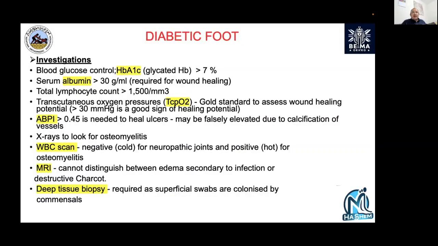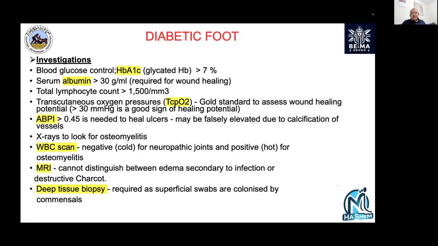The ankle brachial pressure index is very, very important because it is one of the earliest signs showing that this patient has a vasculopathy and poor blood supply to the lower limb. If your ankle brachial pressure index is below 0.45, this means that the vascularity to the lower limb is weak or insufficient. And with vascular insufficiency, you don't wait for an ulcer to heal. So you have to have a vascular surgeon in your team.